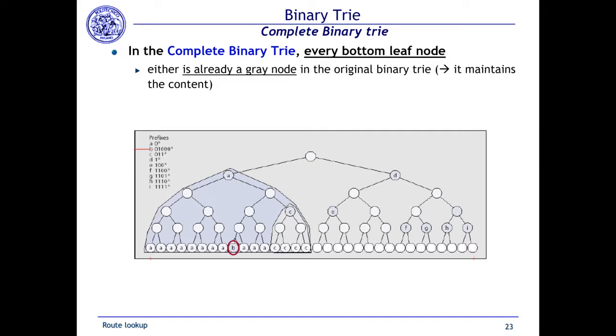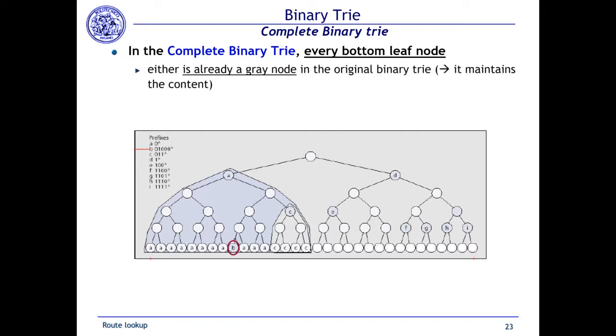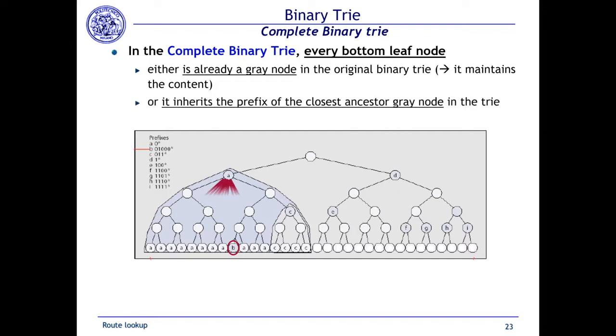And so what happens when we want to move all the gray nodes to the bottom layer? It may happen that we have a gray node that is already in the bottom layer, like for example B, that is the longest prefix, is already here. So we don't have to change anything. But in other cases, we have gray nodes in the intermediate levels. For instance, A and C. Let's look only at the left side of the tree.